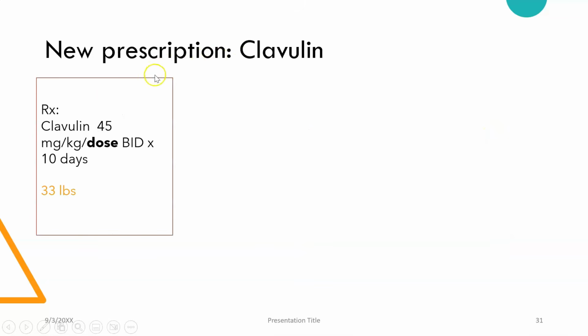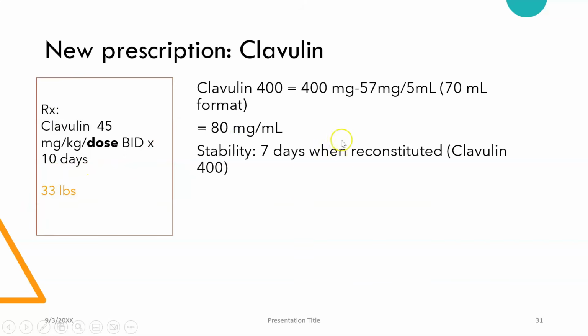Here we have a new prescription for Clavulin. So here we see that the doctor has not done the calculations. Instead, he's given us the weight and the prescribed dosage. So we're going to go ahead and first of all check the formats that we have available. For Clavulin, in case you guys don't know, it's a combination of Amoxicillin and clavulanic acid. So this is why we have 2 different concentrations here.